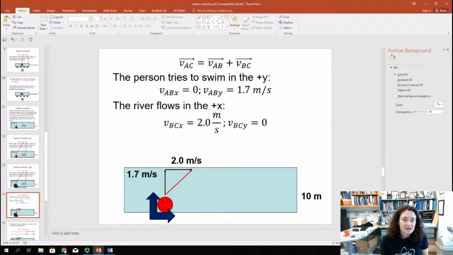Now the river, it doesn't flow in the y direction. We're assuming that the water flows straight down the river, so it all flows in the x. So if we take the components there, then the velocity of B with respect to C, that's the velocity of the water with respect to the stationary bank, is 2 meters per second in the x. And it's got no component in the y direction because the water doesn't flow in that direction, so it's equal to 0 there. Okay?